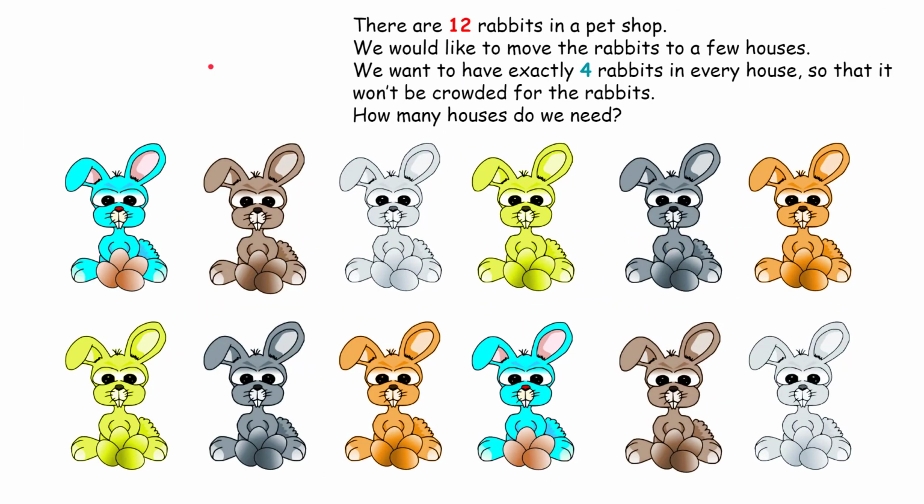Let's see another example. There are 12 rabbits in a pet shop. We would like to move the rabbits to a few houses. We want to have exactly 4 rabbits in every house so that it won't be crowded for the rabbits. How many houses do we need? Try to think a few seconds or more. You can pause the video and then go on. We'll give you the solution here.